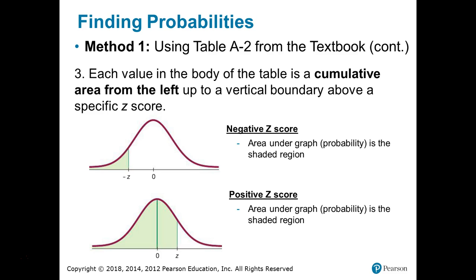So if you have a negative z-score right here, the area under the graph is going to be the shaded region. Remember, it's telling you the cumulative area from the left. So you're starting at 0, and then you're going up to that z-score. If you're going from 0 to a negative z-score, it's going to be a probability under 50%. And if it's a positive z-score, same thing, start from 0, and then go all the way up to that positive z-score, which means that it will be greater than 50%. Because right here will be 50%, with a positive z-score, it's going to be somewhat greater than 50%.